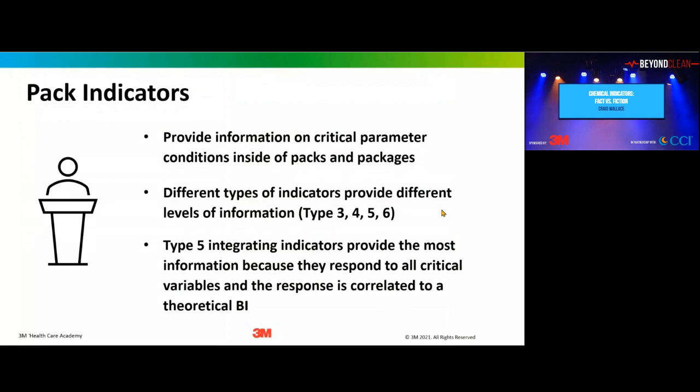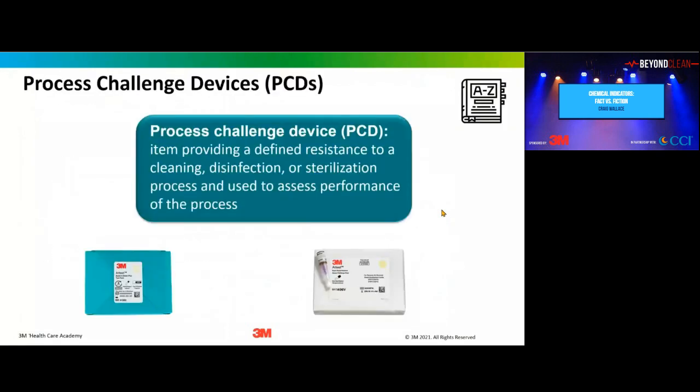So chemical indicators can be used inside of process challenge devices. Certainly biological indicators are typically used inside of them. Chemical indicators can be. So here's the ISO definition, and it's kind of another standard jargon definition. So bottom line for PCDs is you can't always put all the indicators inside of a package. So for a biological indicator, it might be best to actually have them inside of packages. That's obviously not financially feasible or practically feasible.